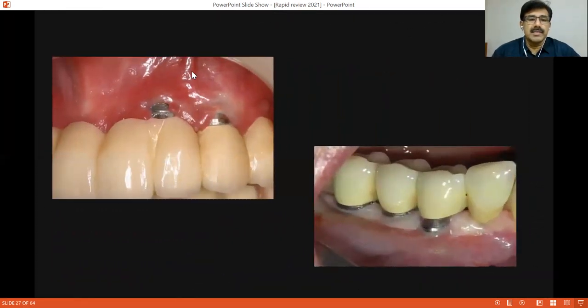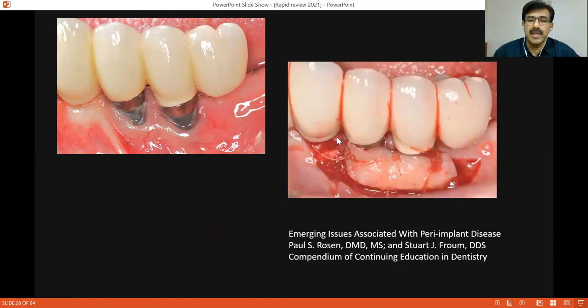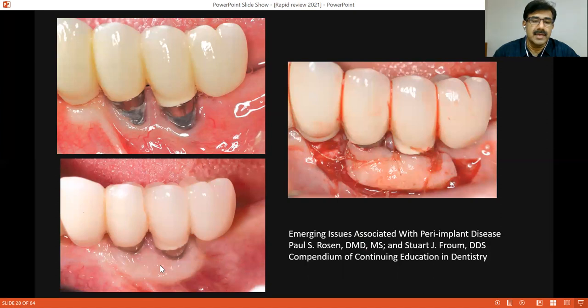Now, these are cases where you can see there is almost no attached gingiva over here. The implant threads are exposed. Another case from the journal, you can see a lot of plaque accumulation and absolutely no attached gingiva. And what they've done is a subepithelial connective tissue graft. Finally, when it is healed, you can compare the health around these implant tissues just by increasing the zone of attached gingiva. So that is the relevance of attached gingiva in retarding the spread of inflammation around the tooth as well as an implant.